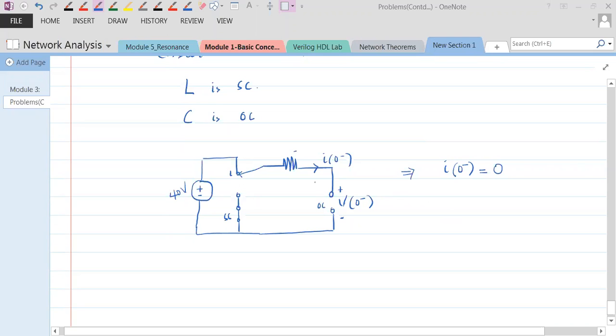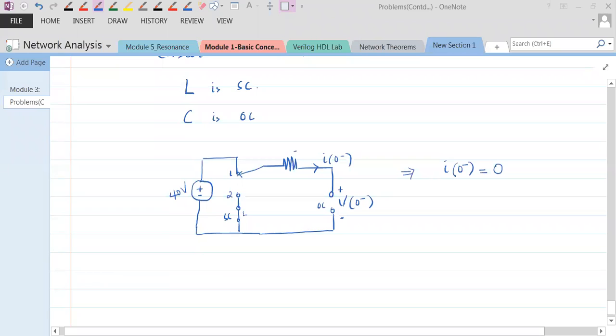Understand that? Because when this switch comes to position 2, at t equal to 0 plus, the same current would be flowing through the inductor. Everybody understand that? As of now, you may mistake that I of 0 minus is not the current that is flowing through the inductor. See, inductor is here. This is the capacitor. But see what happens at t equal to 0 plus.